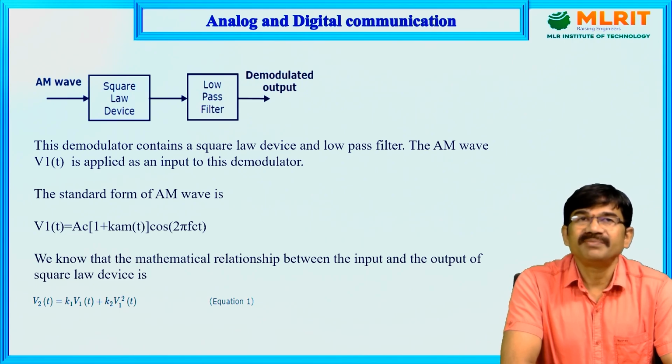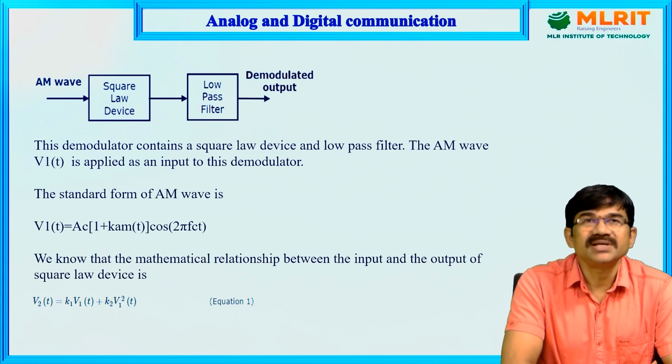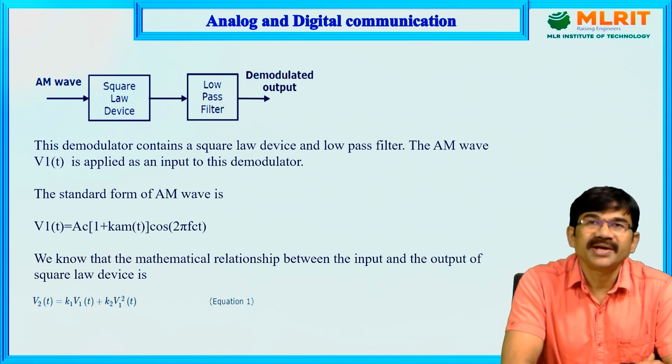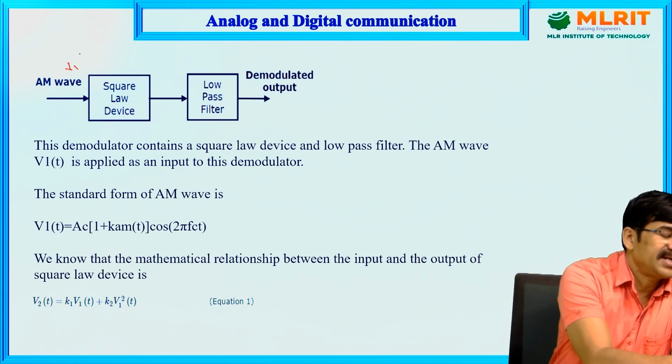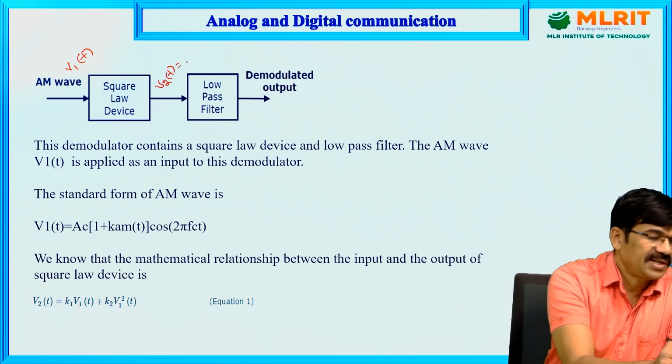The demodulator contains a square law device and a low pass filter. The AM wave V1(t) is applied as the input to this demodulator. What is V1(t)? V1(t) is the modulated signal, represented as Ac[1 + Ka m(t)] cos 2πfct. We apply V1(t) to the input of the square law device. We know the mathematical relationship between the input and output of the square law device. The output is V2(t), which is K1 V1(t) + K2 V1²(t).